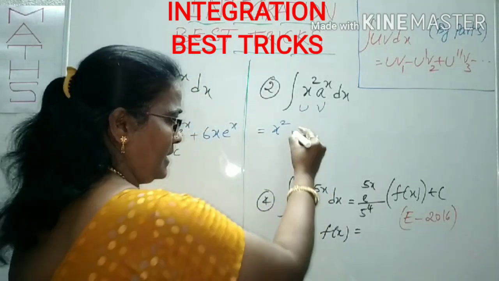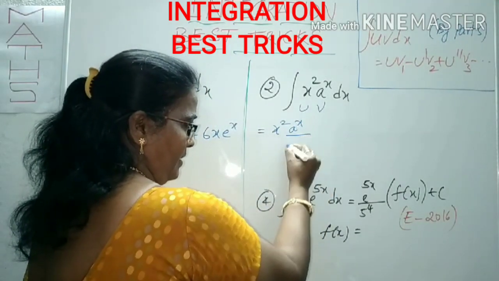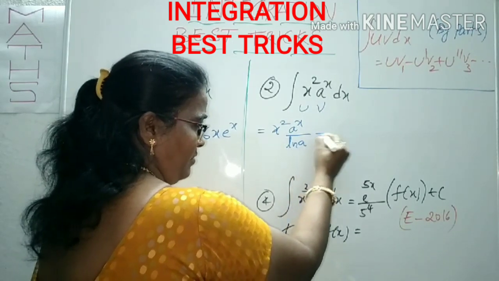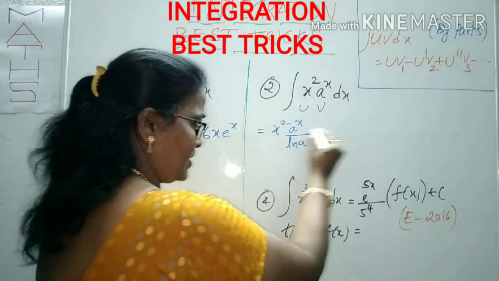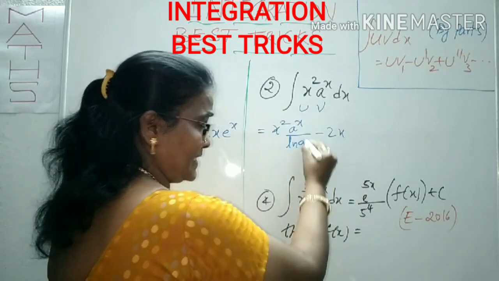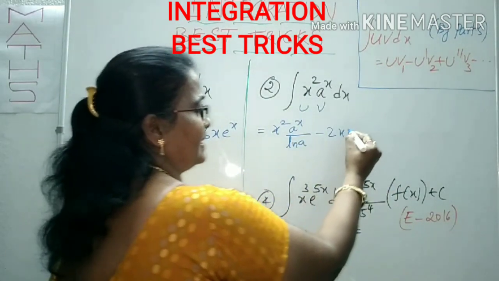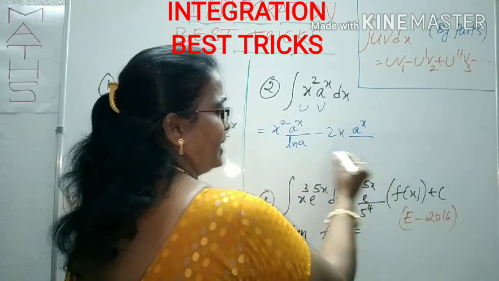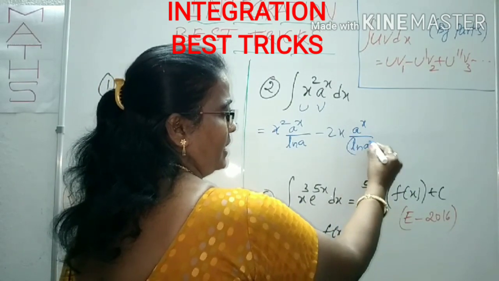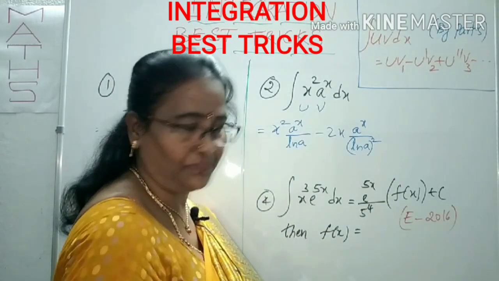You know very well, the integral of a power x is a power x by log a, with the minus sign. Now x square, derivative 2x. Again this integral, that is v2, successive integrations. A power x integral is a power x by (log a) whole square. We know log can also be written as ln.